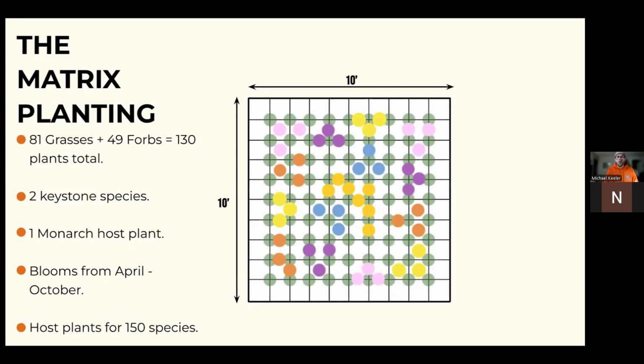So they support a wider number of pollinators than other species. We have one monarch host plant, that would be the butterfly weed. We have blooms as early as April with the beard tongue and as late as October with the aster. And overall, we have host plants for over 150 different species. Now, these are species that rely on these specific plants. This doesn't include all of the generalist species that they are also supporting. This garden could support hundreds and hundreds of species in just a fairly small location.